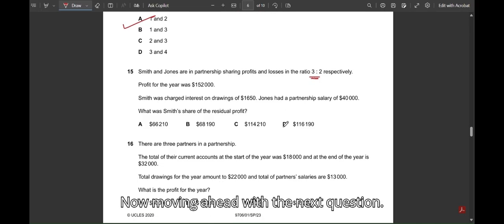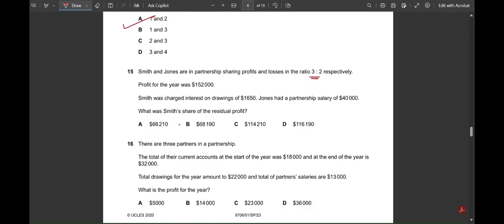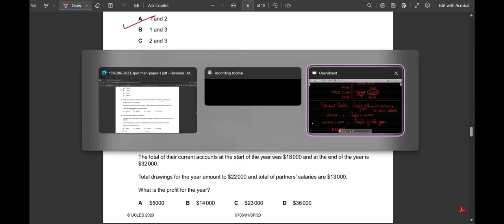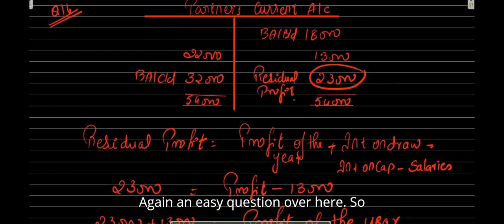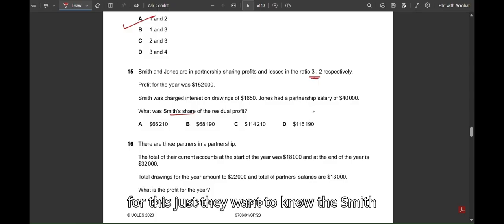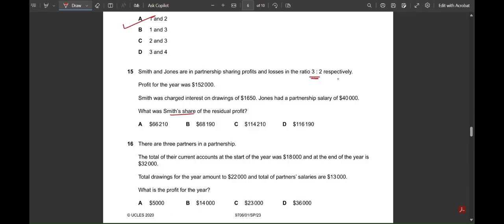Now moving ahead with the next question. Smith and Jones are in partnership, sharing profit and losses 3:2 respectively. Profit for the year was 1,52,000. Smith was charged interest on drawings of 1650. Jones had a partnership salary of 40,000. What was Smith's share of the residual profit? Again, an easy question over here. So they want to know Smith's share, and the ratio is given, that is 3:2.